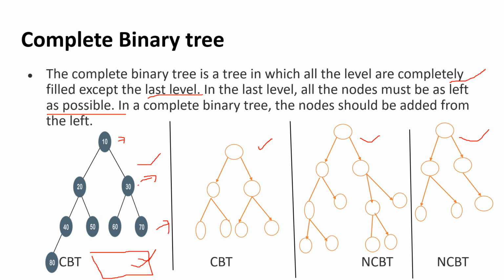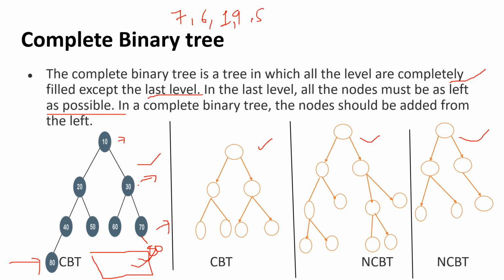The third one says that in the last level all the nodes must be as far left as possible. If this 80 is the child of the 70, this is not called a complete binary tree. So you always insert the element from left to right. Here suppose I take some numbers, like 7, 6, 1, 9 and 5, right?